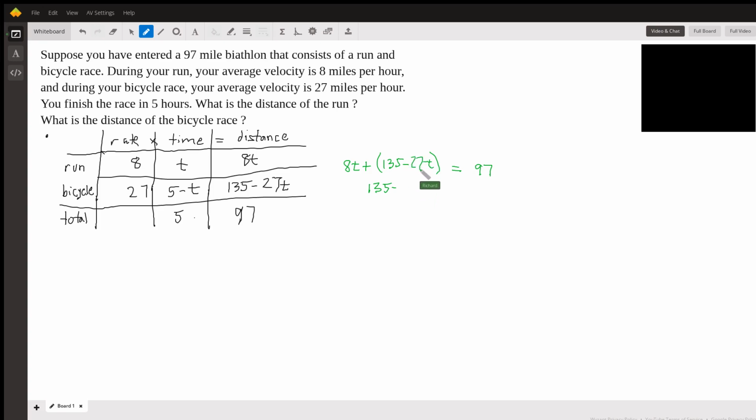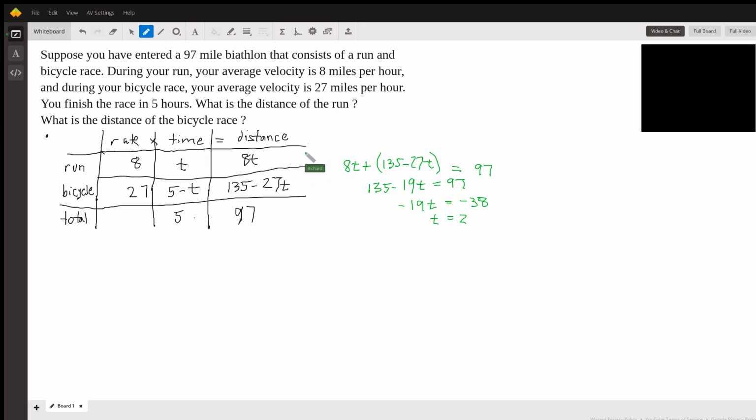Okay, so this is going to give me negative 19t here. We'll bring over the 135, and I'm going to get negative 19t equals negative 38. And then that gives me t is 2. So I'm running for 2 hours and bicycling for 3 hours.